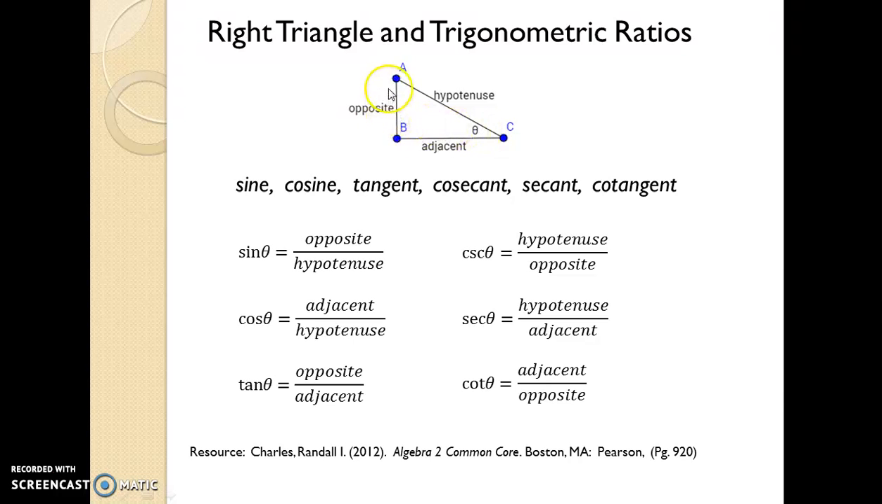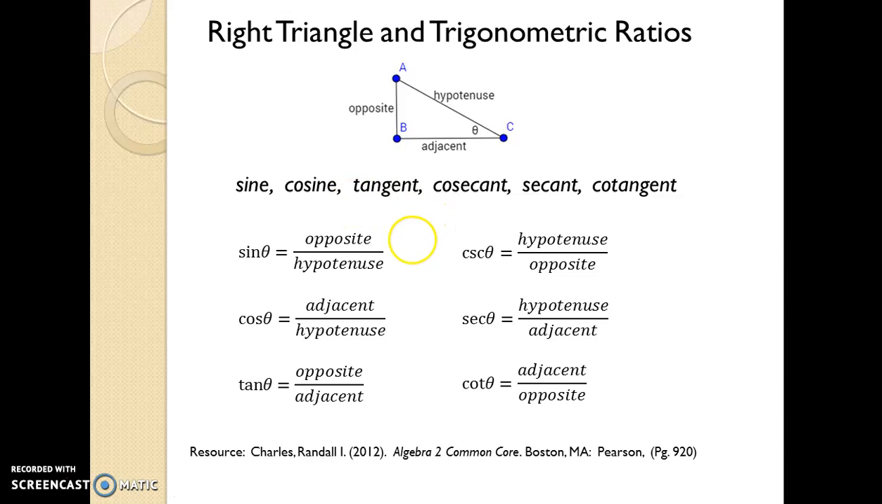And opposite of angle theta, we labeled the side opposite. Next to angle theta, we labeled the side adjacent. And the hypotenuse is opposite of the right angle. We have the 6 trig functions: sine, cosine, tangent, cosecant, secant, and cotangent.